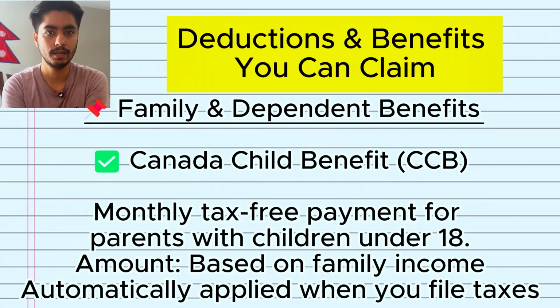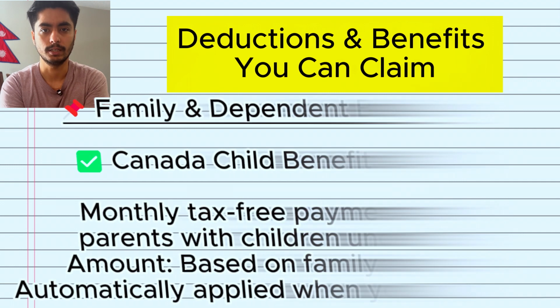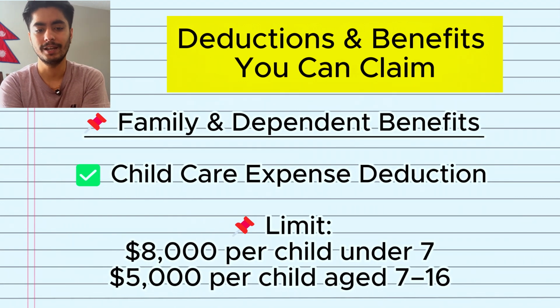That includes Canada Child Benefit, which is a monthly tax-free payment for parents with children under 18, and it is automatically applied when you file taxes. Another deduction you can do is child care expense deduction. You can claim daycare, nannies, after-school care, and summer camps for children under 18. Remember, you must have receipts to deduct it from your income.